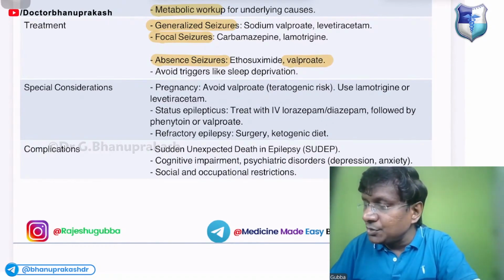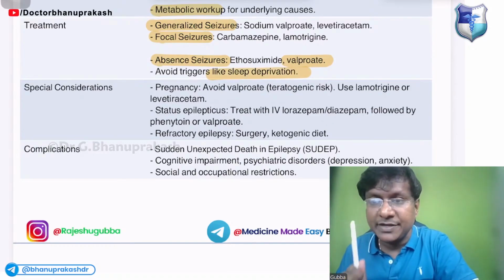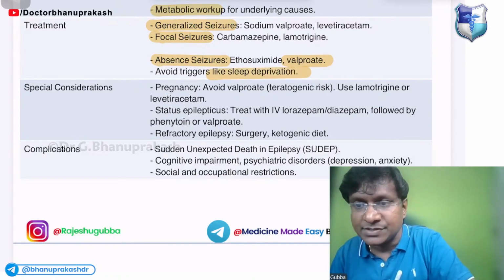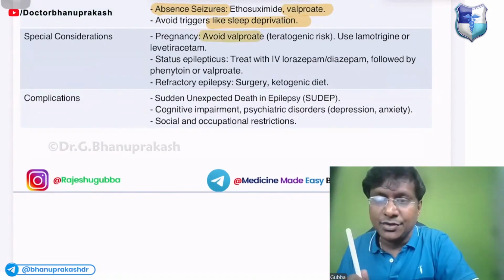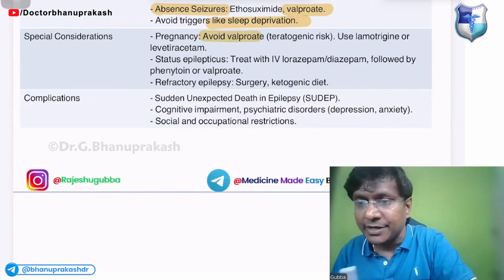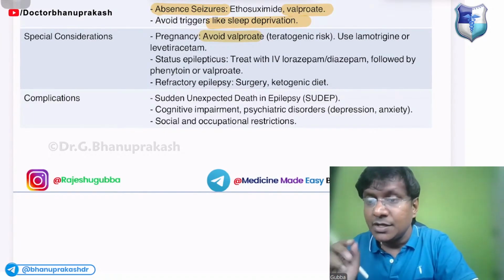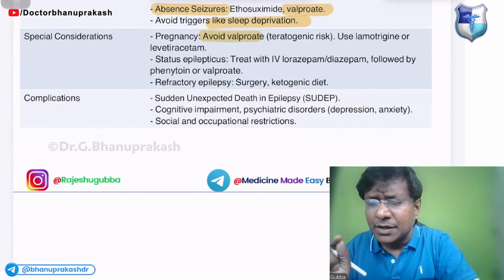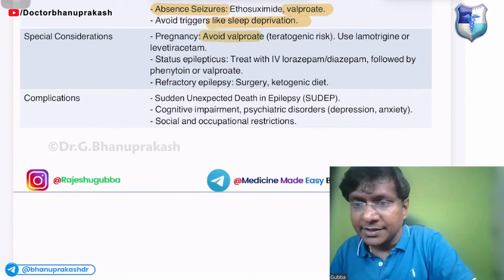Very important, you need to avoid the triggers like sleep deprivation. That is very, very important in the treatment of absence seizures, right? And in pregnancy, a very important consideration that you need to remember is you need to avoid valproate. Why? Because valproate intake can cause a teratogenic adverse effect, that is neural tube defects. Neural tube defects are very common in patients who are taking valproate.